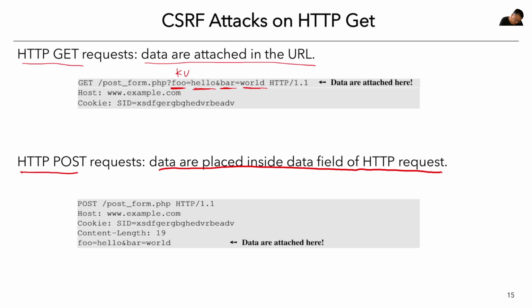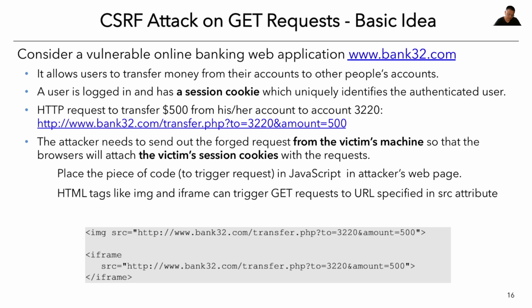So here you see this is the GET request, this is the POST request. They both have these URLs. For the HTTP POST request, this will be the data field of the HTTP request. For the HTTP GET request, it's a part of the URL. For the HTTP POST request, it's a part of the HTTP header.